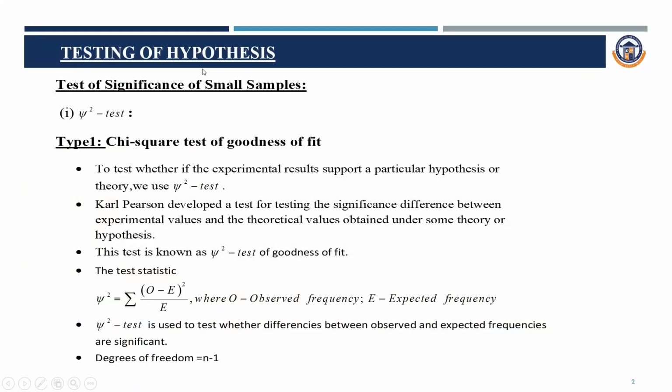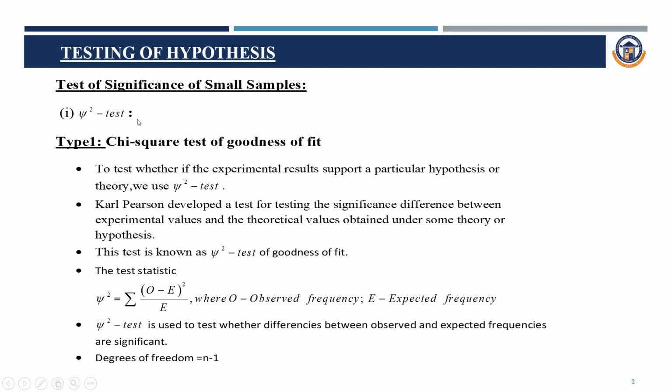In this testing of hypothesis, there are two samples. One is small sample, another one is large sample. The sample size n less than or equal to 30 is called small sample. The sample size n greater than 30 is called the large sample. Under the small sample, there are three tests: t-test, f-test, and chi-square test. Now we are going to discuss only the chi-square test.